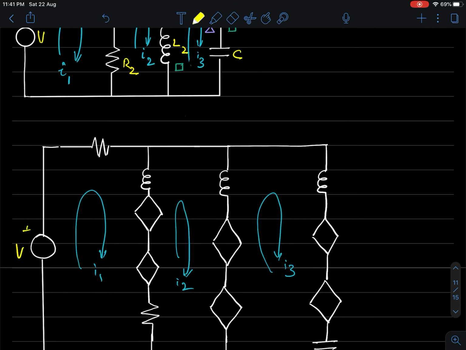I suppose it's evident. This is L2. There is a current of I2 this way and there is a current of I3 this way. Okay, so top to bottom I2 is flowing, bottom to top I3 is flowing. So if I take the current as top to bottom, it has to be I2 minus I3. And this I2 minus I3 is entering the dot of L2.